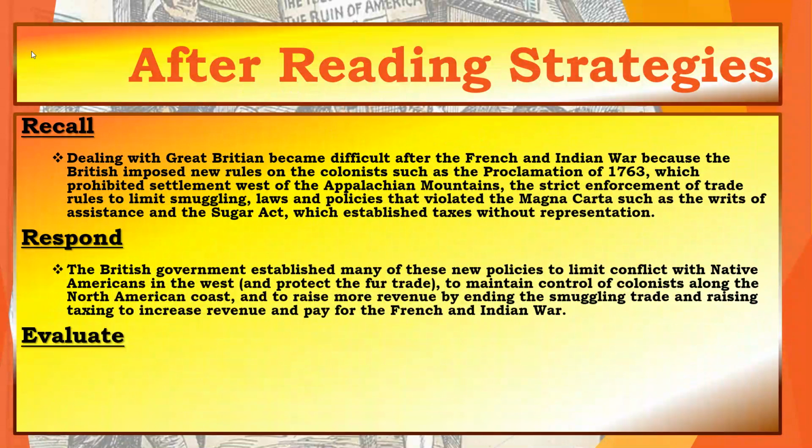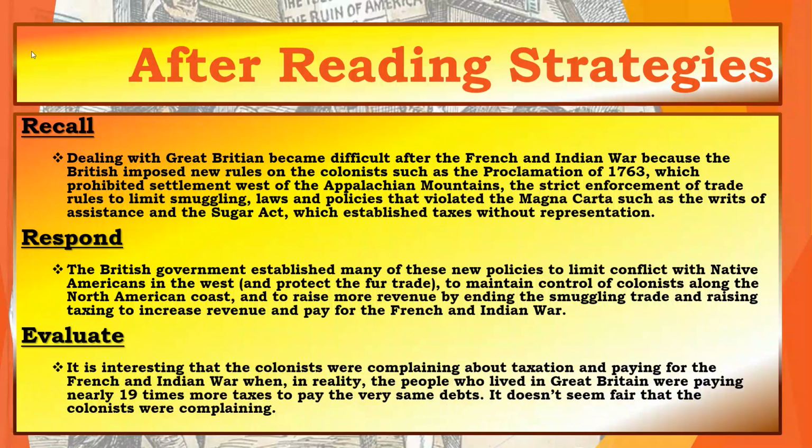Respond. The British government established many of these new policies to limit conflict with Native Americans in the West and to protect the fur trade, to maintain control of colonists along the North American coast, and to raise more revenue by ending the smuggling trade and raising taxes, to increase revenue and pay for the French and Indian War. So there's my response. That's why all this is being done.